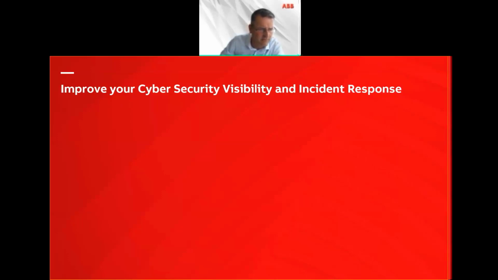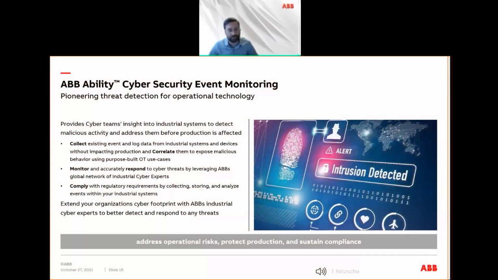You can go to the next slide, and you will directly jump into one of the solutions ABB provides. With our ABB Ability Cybersecurity Event Monitoring, we have a tool that helps our customers and us to detect and identify suspicious behaviors and attacks on the system. What we are doing here is we have a partnership with IBM. We are using their IBM QRadar, which is a market-leading SIEM solution.